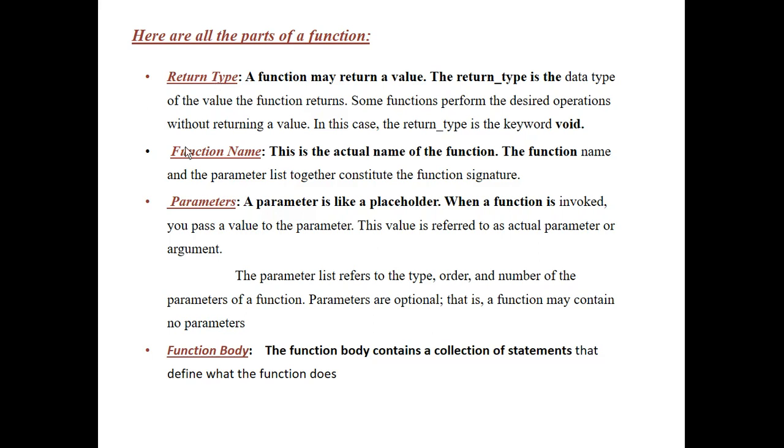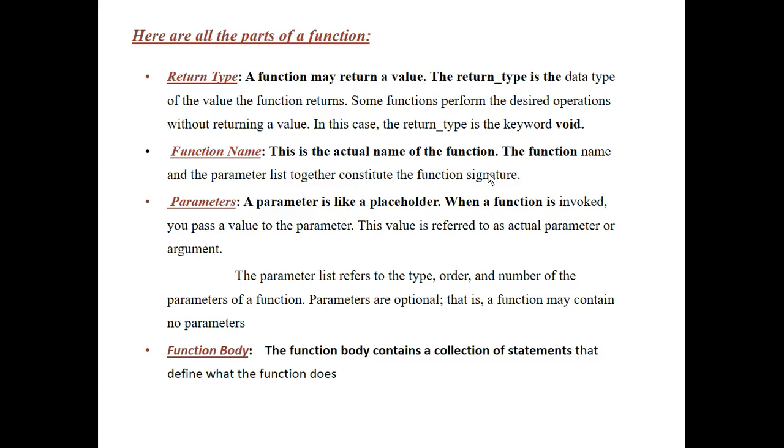The next one is the function name. This is the actual name of the function. The function name and the parameter list together constitute the function signature. So as soon as a function is declared, it comes with the return data type, the function name, and the parameter list. This is the basic nature. The combination of all these three is often called the function signature.